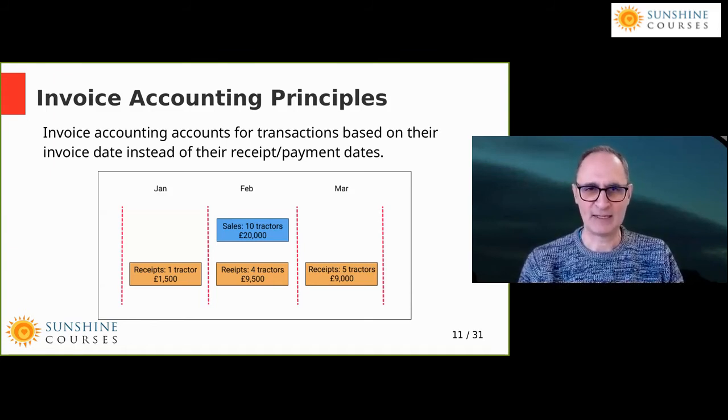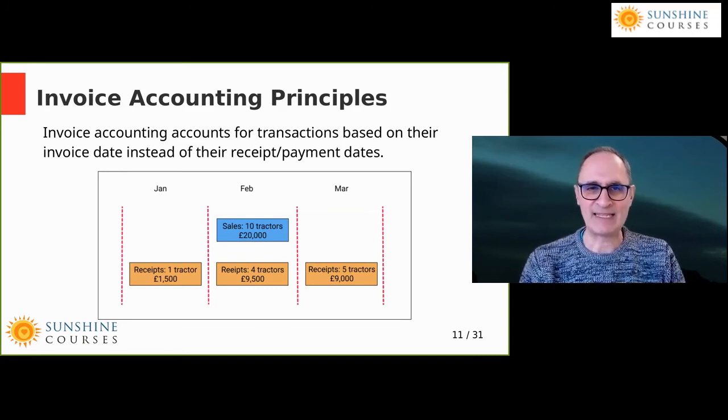The final 5 tractors that we sold in February, we're only going to be paid for in March. So if we're doing cash accounting, our cash accounts would show sales in January of £1,500, sales in February of £9,500, and sales in March of £9,000. But actually, that doesn't reflect reality. The reality is we sold all of those tractors in February.